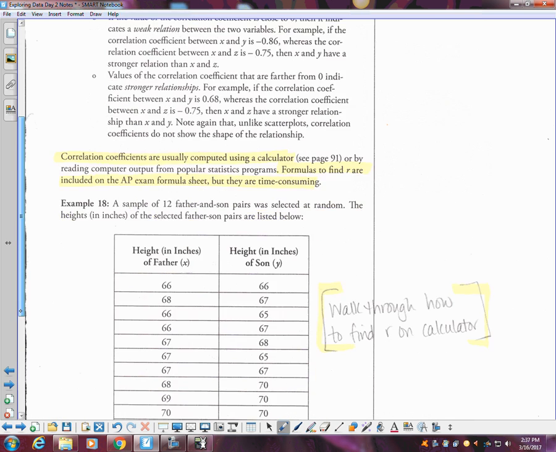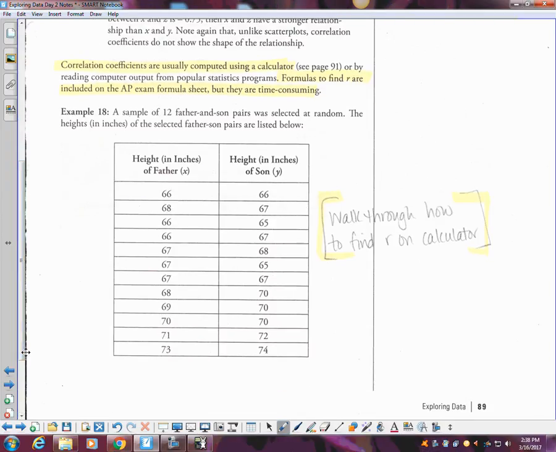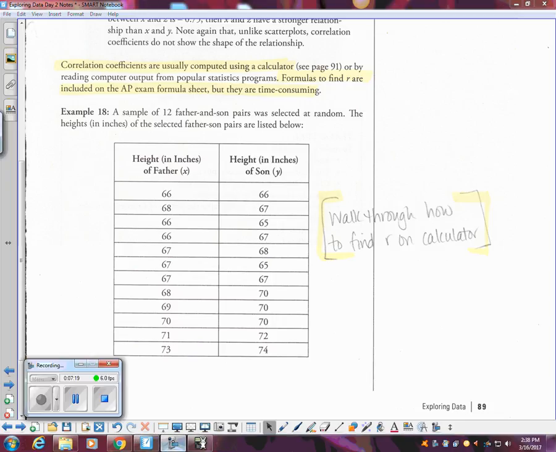Correlation coefficients are usually computed using a calculator or by reading a computer output from popular statistics programs. Formulas to find R are included in the AP exam formula sheet, but they are time consuming. We just do this on our calculator, and it's just by plugging in your data and then making sure that your diagnostics is on your calculator. So pause the video, take a second, and type this data into your L1 and your L2.